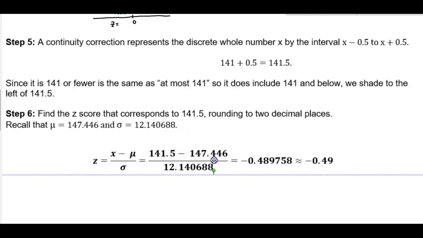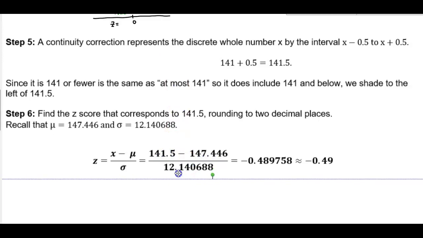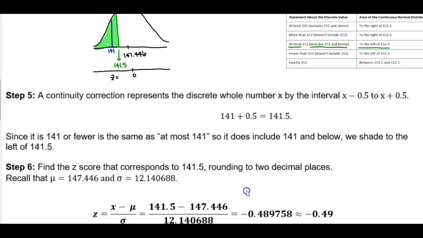We're going to plug that into our z-score formula. 141.5 minus 147.446 divided by 12.140688 gives us negative 0.489758. Rounding that to 2 decimal places gives us negative 0.49. So this z-score is going to be negative 0.49, and since it's to the left of 0, that tells us that it's true.